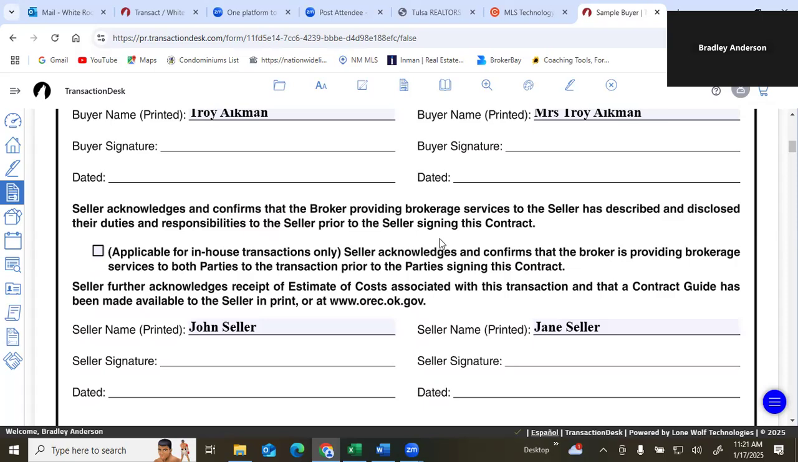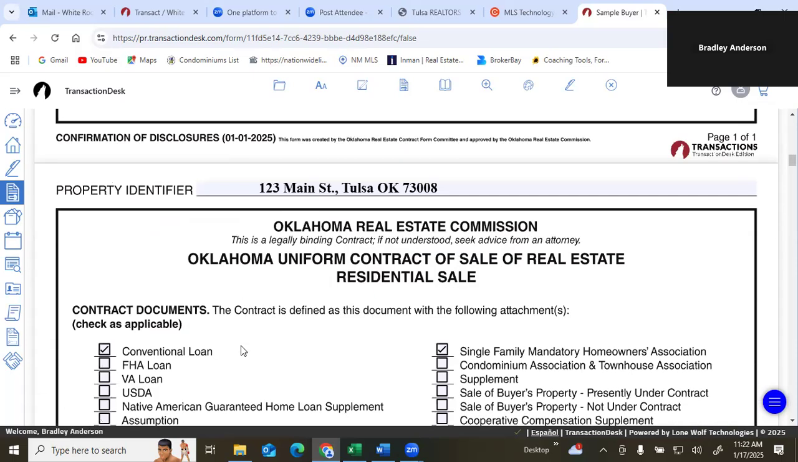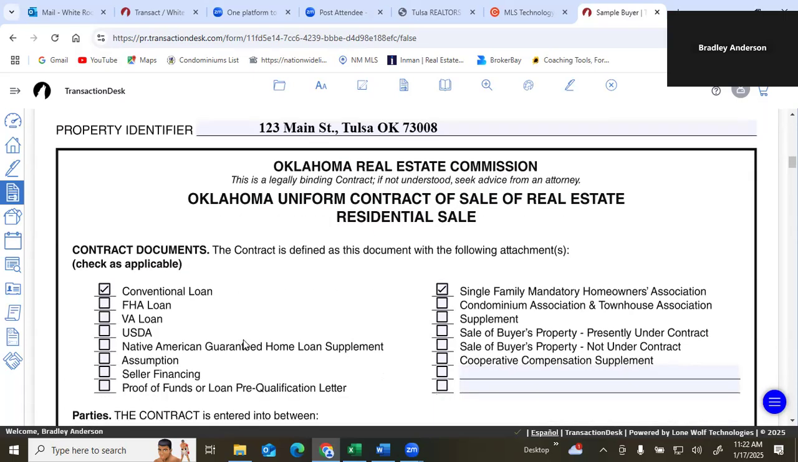And then the seller has to acknowledge and confirm that their broker providing services to them has described and disclosed their duties and responsibilities to the seller prior to the seller signing this contract. And then, like the spot above, it gives you an option if there is dual representation. All right, so the seller signs this, buyer signs this, and that allows us to move on to the actual contract.